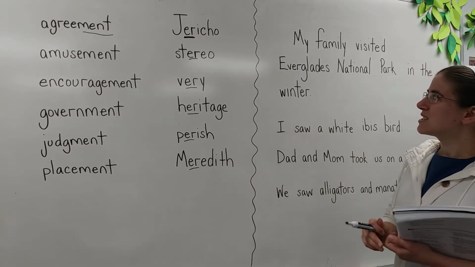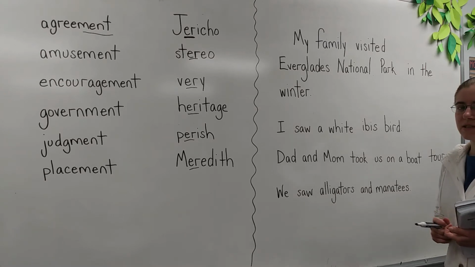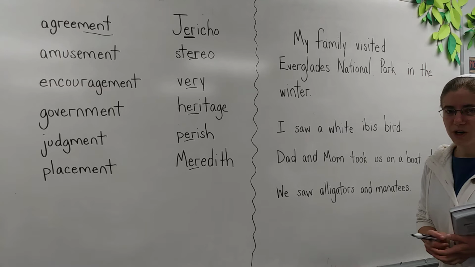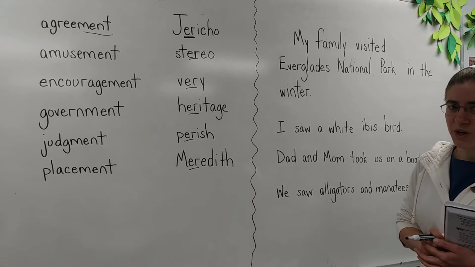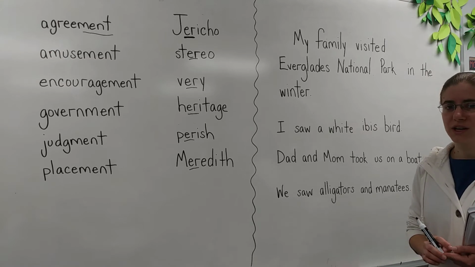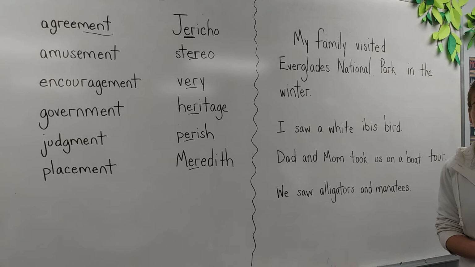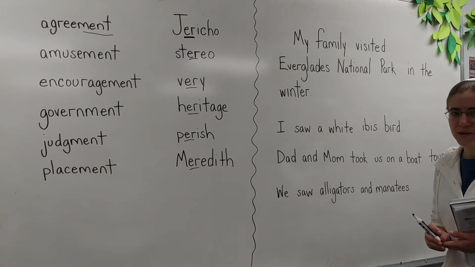All right, so moving on, we're going to do a little bit of review on marking sentences. When we mark sentences, we will be underlining the verb twice and the noun once, and drawing a line between the subject part of the sentence and the predicate part of the sentence. A verb shows action, we've learned so far, and a noun is a person, place, or thing.